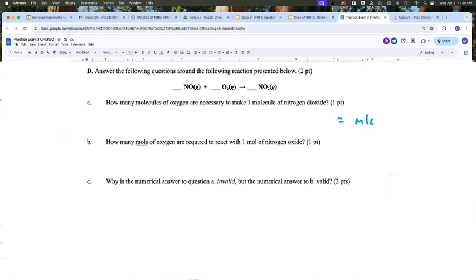Okay, I prefer the abbreviation MLC. And then oxygen, since we aren't saying atoms of oxygen, we're immediately going with O2. What are we starting with? What are we given?